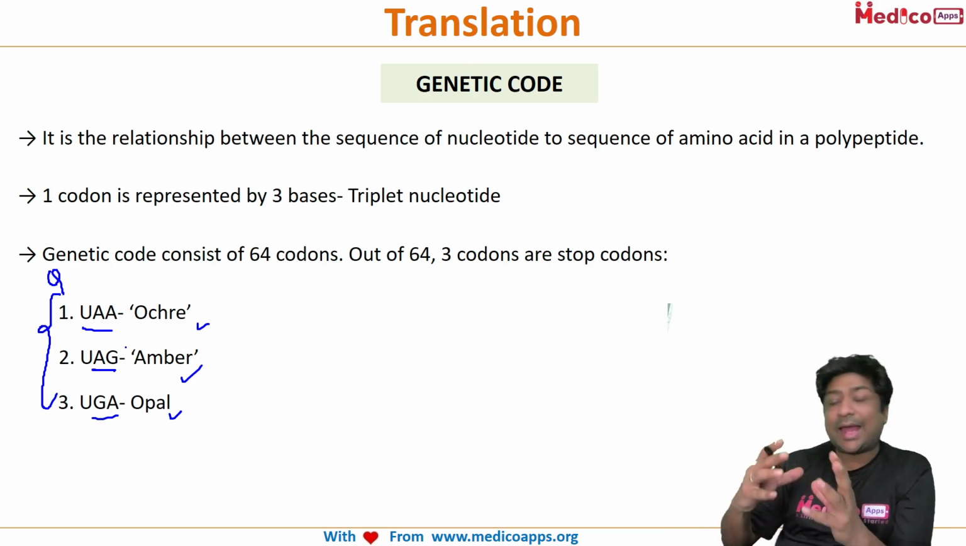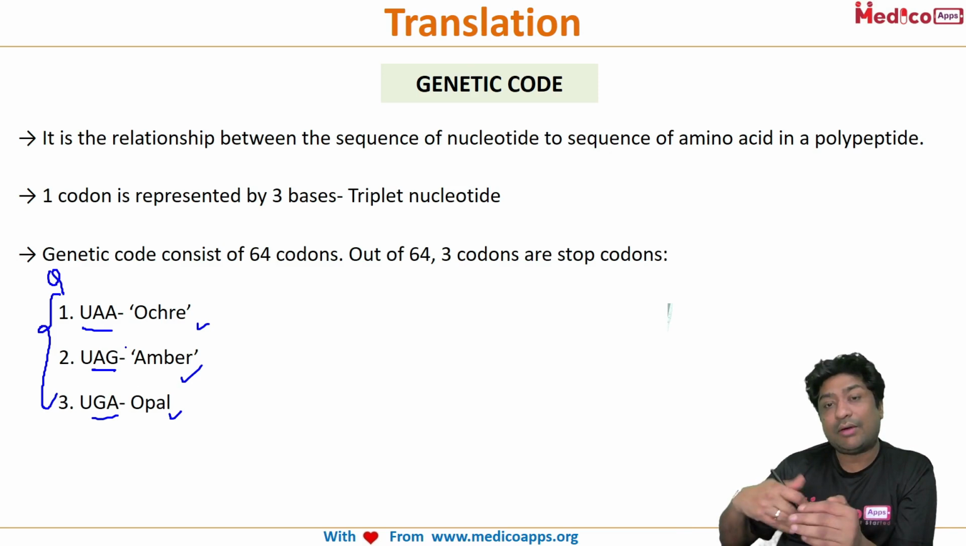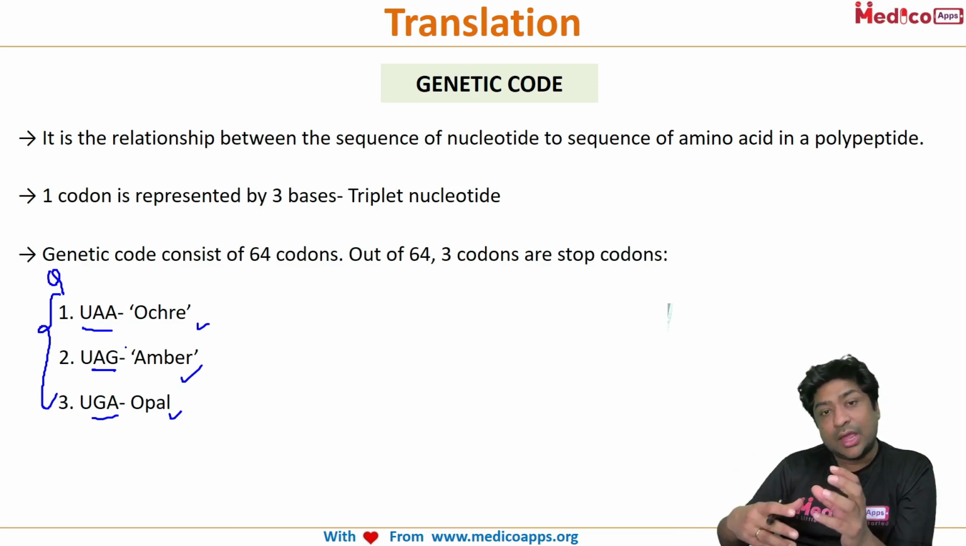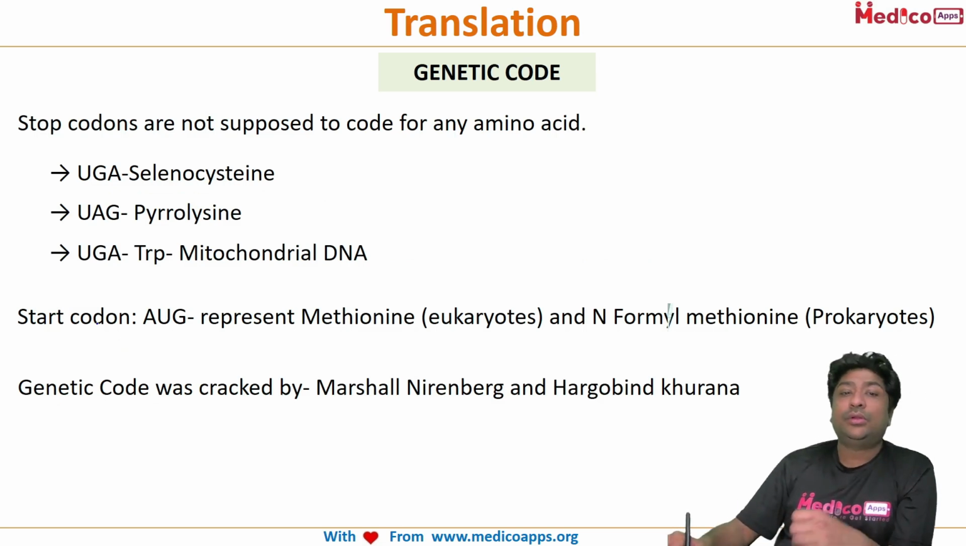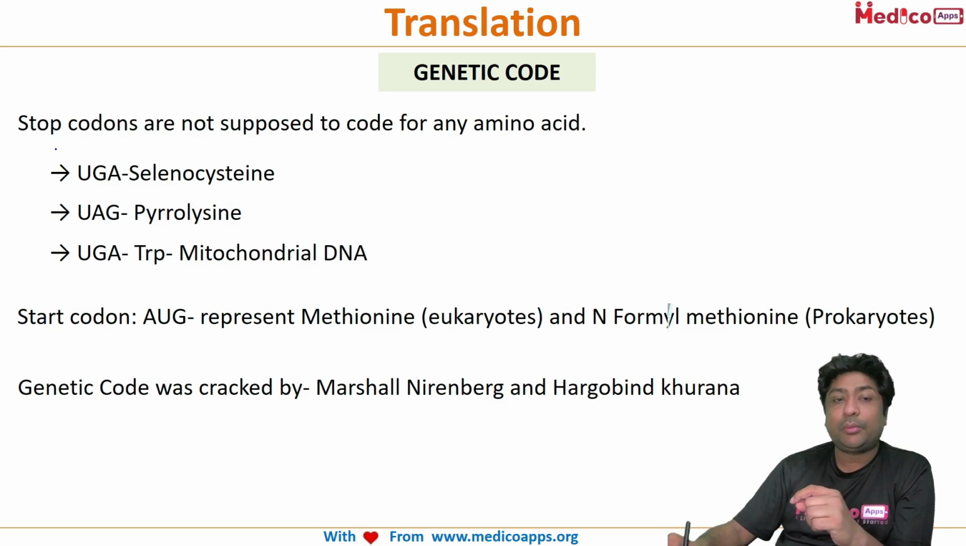Now there are certain characteristic features of our genetic code. And again, questions are asked on the characteristics of genetic code. So let's look at the characteristics of genetic code. Before that, let's see one important point: stop codons generally do not code for any amino acid.